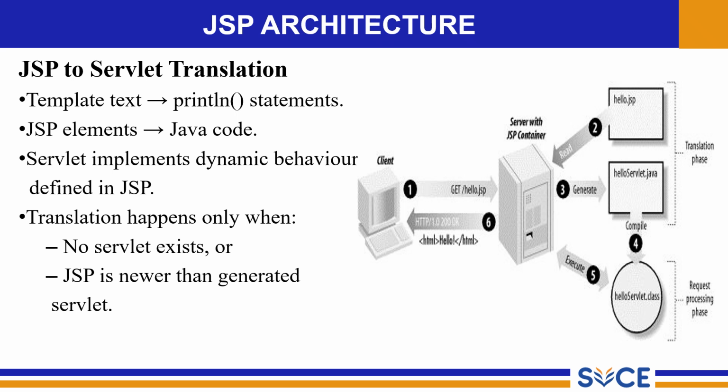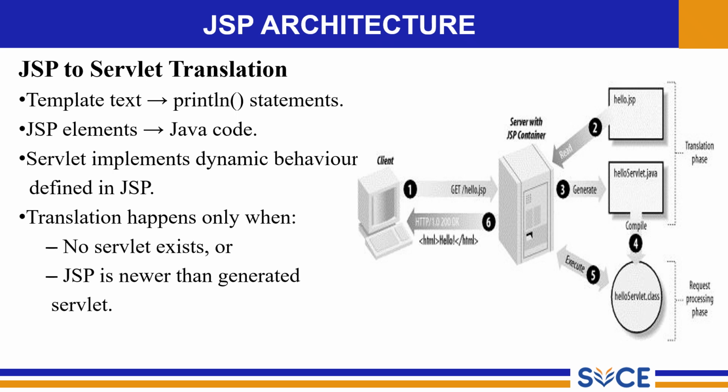When a JSP page is requested for the first time or when it has been modified, the JSP engine performs an important process called translation. This process converts the JSP file into a Java servlet which the server can execute to generate dynamic content. During translation, the JSP engine reads the entire JSP file line by line. All the template text such as plain HTML, CSS or static content embedded in the page is transformed into a series of println statements inside the servlet. These statements are responsible for sending static parts of the web page as output to the browser.